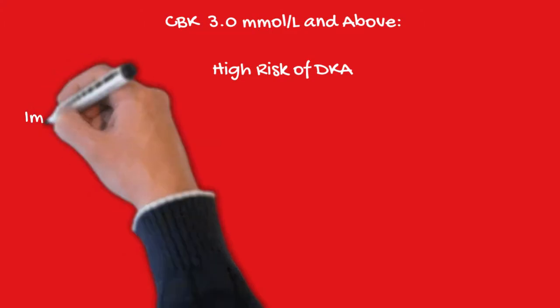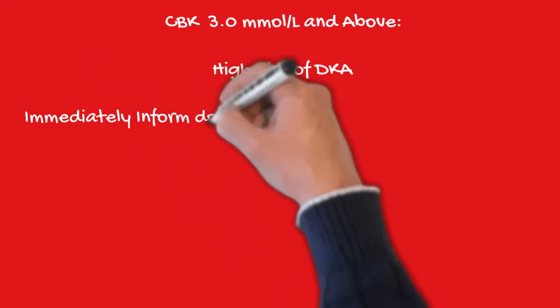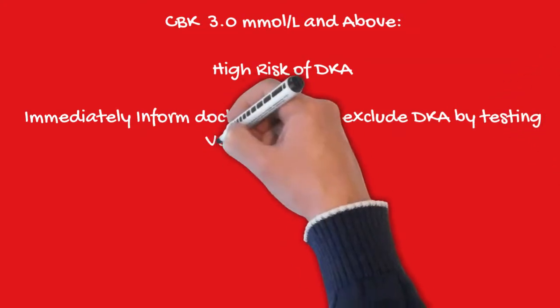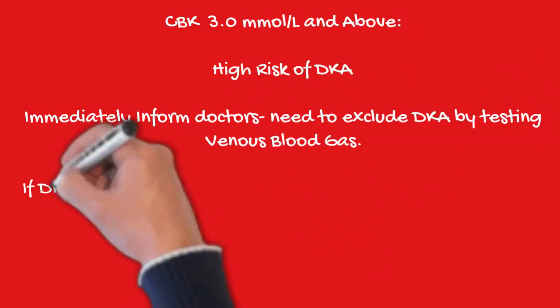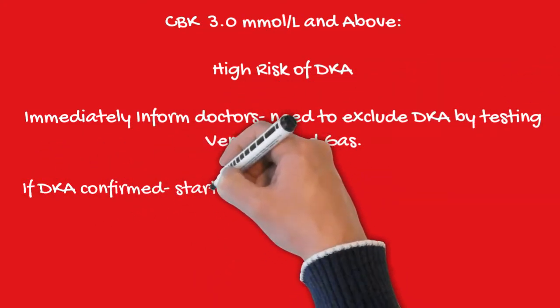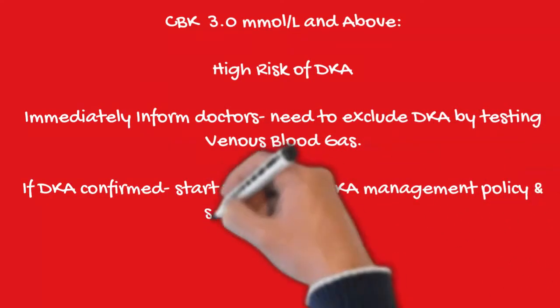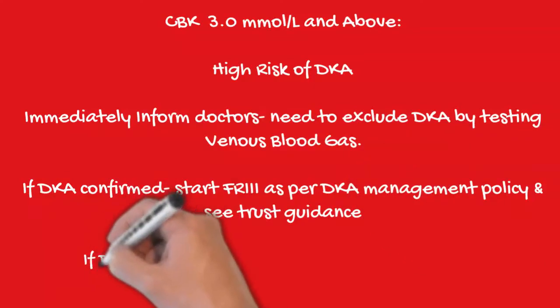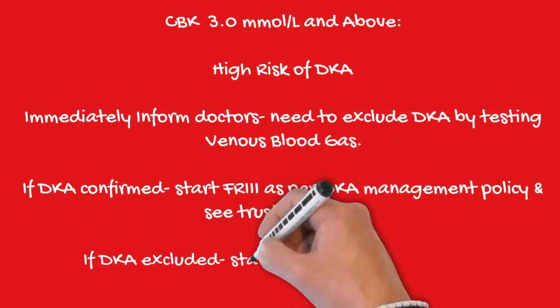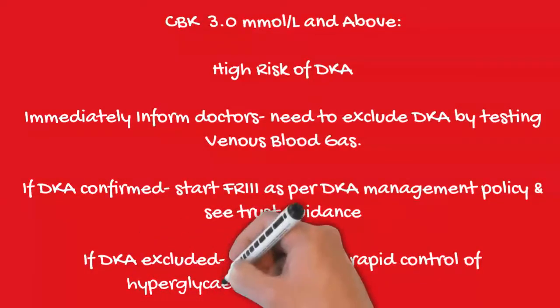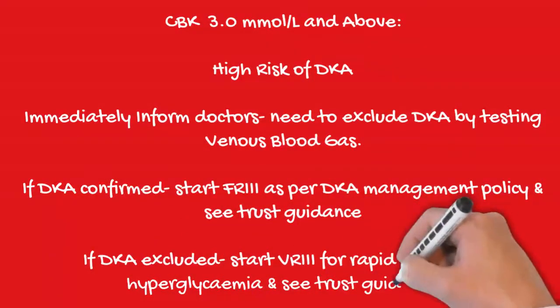A capillary blood ketone level of 3 millimoles and above is most likely the result of diabetic ketoacidosis, and it needs to be ruled out immediately by doing a venous blood gas to exclude metabolic acidosis, and the doctors have to be informed. The patients are likely to be unwell and need IV insulin and fluid in the majority of circumstances to normalize the biochemistry. Ensure the triggers for ketosis have been dealt with.